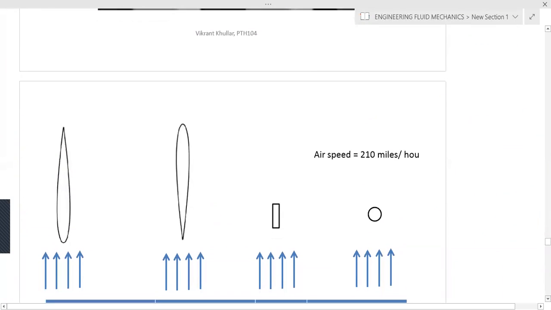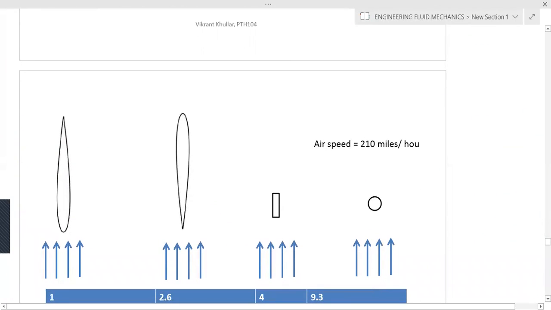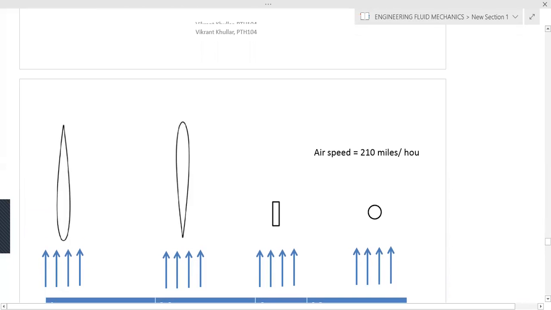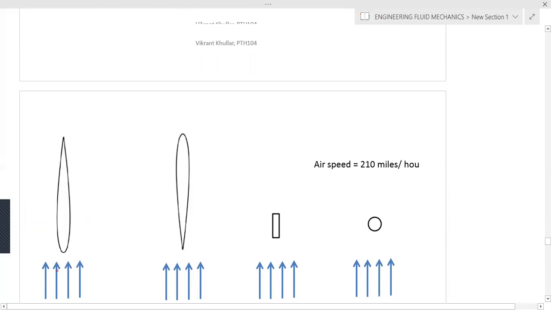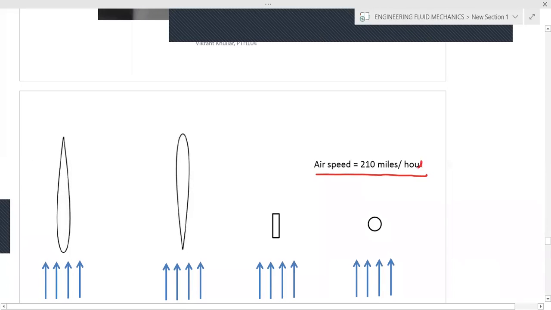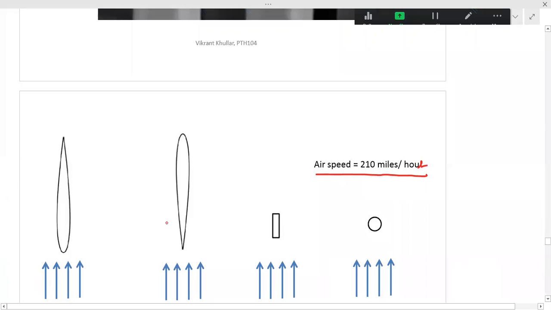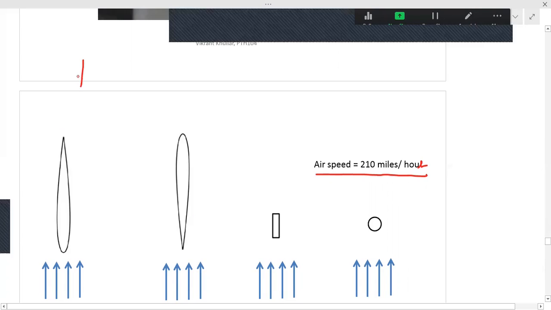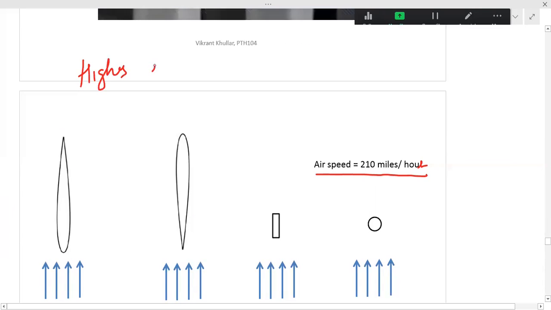Now, I have another set of experiments. Say I have wind blowing over these different shaped bodies. Say the air speed is 200 miles per hour. In which case do you think you will have the highest drag force? So case 1, highest drag force.